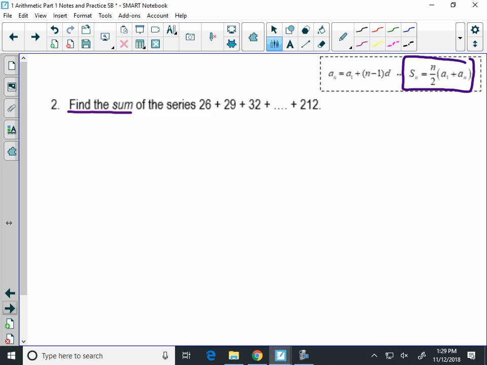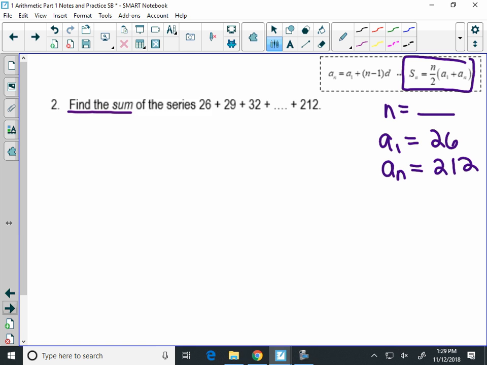Let's see what we need. I need to find the sum, so my goal is to find S sub n. Do I know n? Do I know how many numbers I'm adding up? Now, that's kind of the problem. I don't know n. That's what I need to find first before I can find the sum. Because I do know a sub 1, right? I know the first term. What's the first term? 26. And I know the nth term. I know a sub n is 212. I just don't know what n is. I don't know how many numbers I'm adding up.